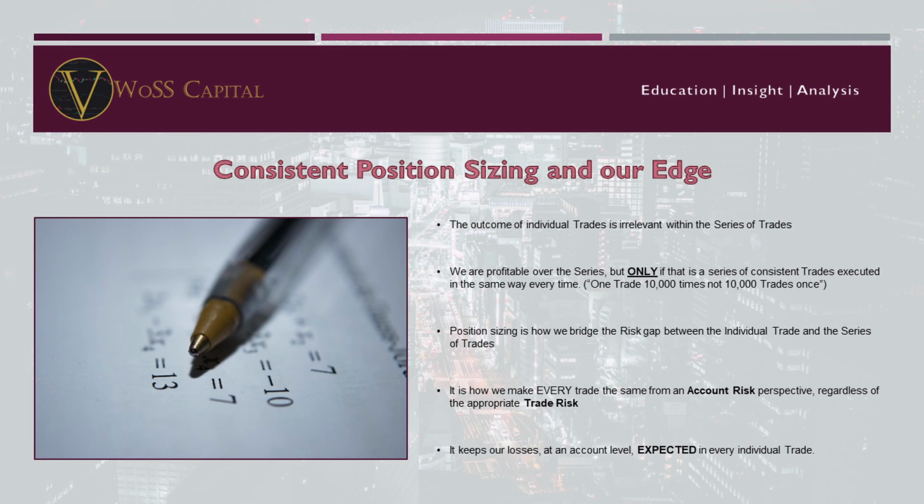So the first risk that you manage is the trade risk. That's the difference between your entry and the stop. Where is the appropriate place for that stop to be in the individual trade? Where do we base our risk off?